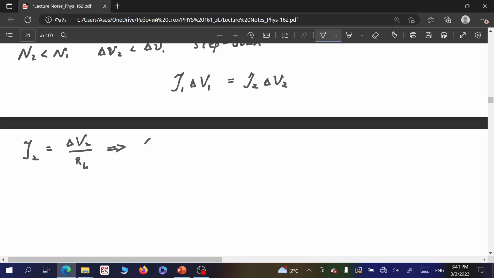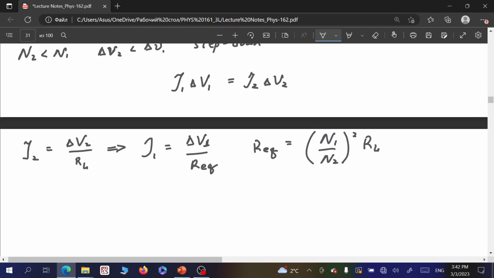So we can write that I1 is equal to delta V1 divided by R equivalent. And this R equivalent in its turn can be defined as N1 over N2 to the second power times RL. So you see that R equivalent is a function of three parameters: number of turns in primary and secondary coils, and load resistance, which is attached to the secondary coil.